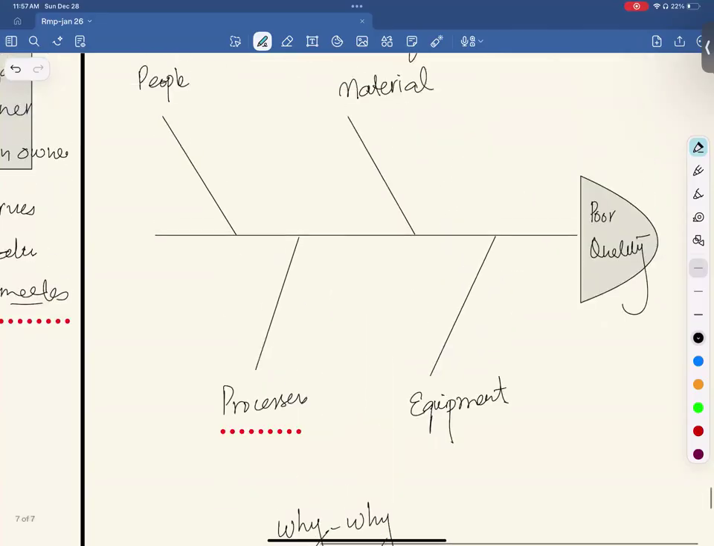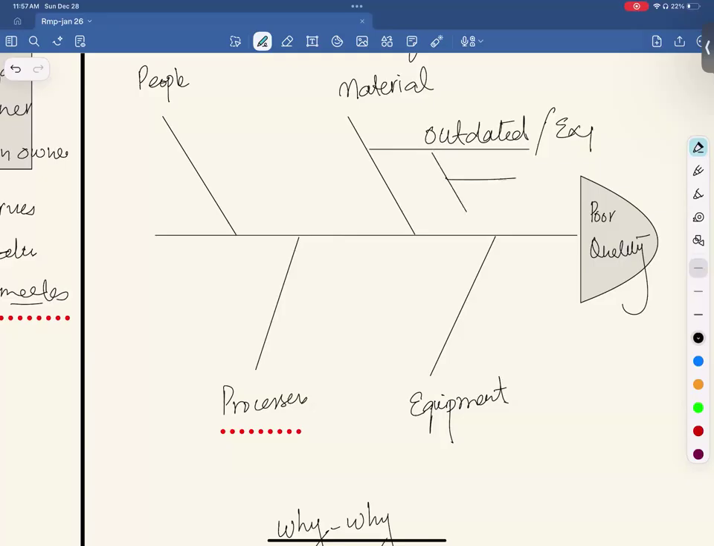Because you ask, why poor quality? Because of these things. Why material? Because it is outdated, or let's say it is expired. Why is it expired? Not inspected. Why is it not inspected? So you go to the root of the problem. That's why it is called why analysis. You keep on asking why again and again until you find the root cause.